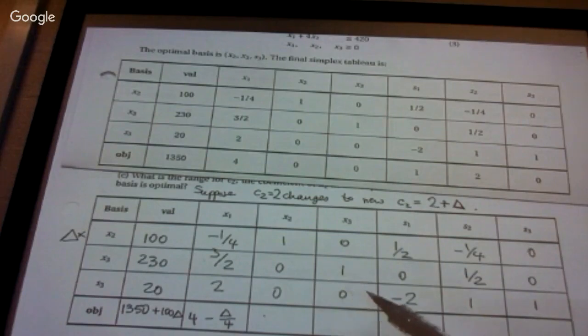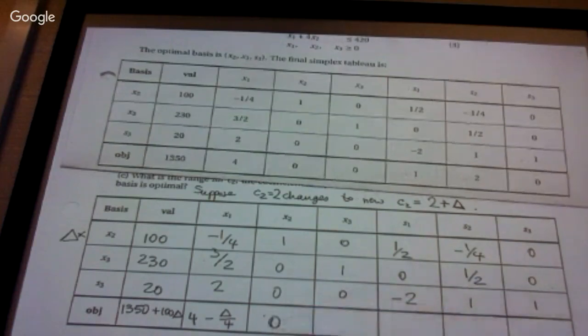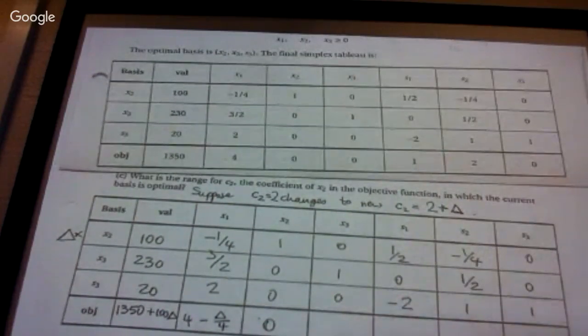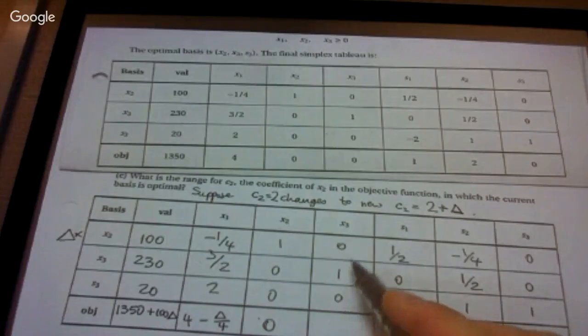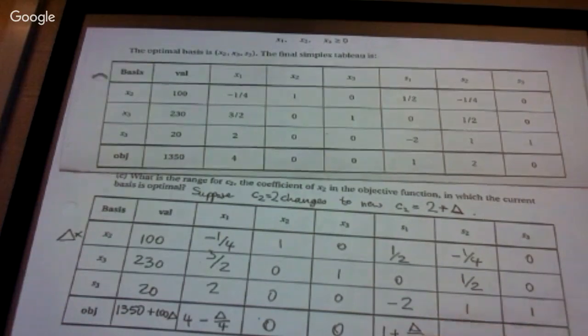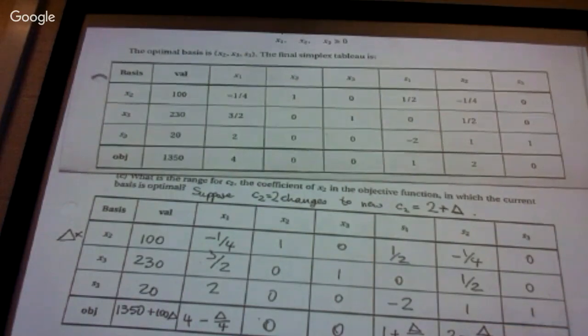Well, x2, we said, is not going to change because x2 is in the basis and is the one that we're changing. And this is, we're adding delta times 0, so that's 0. This one is 1 plus delta over 2. This one is 2 minus delta over 4. And this one stays 0.